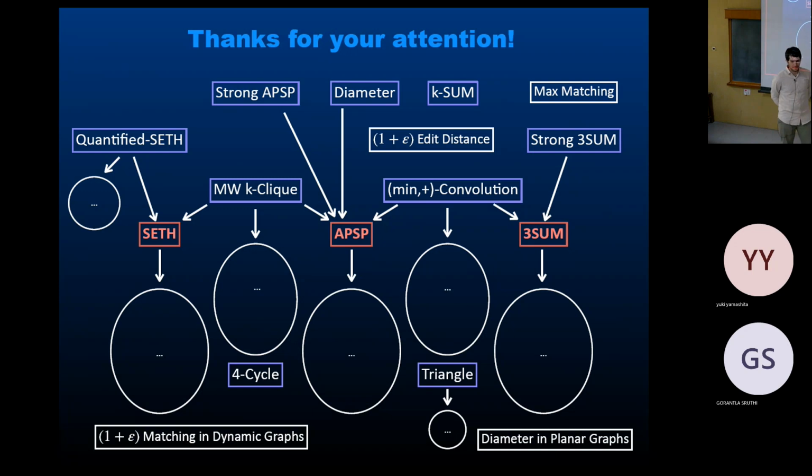Other problems, negative triangle problems, are usually easy on space. You get cubic time, which is the best we know. You don't need much space.